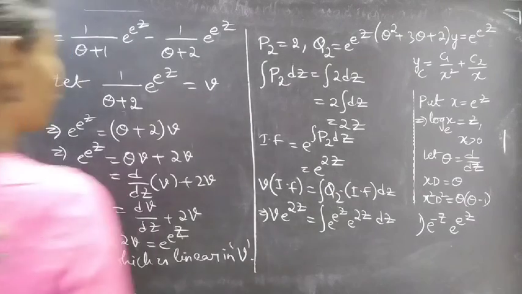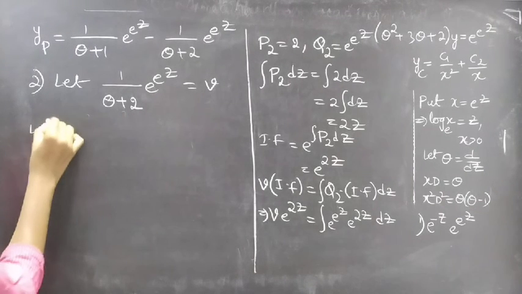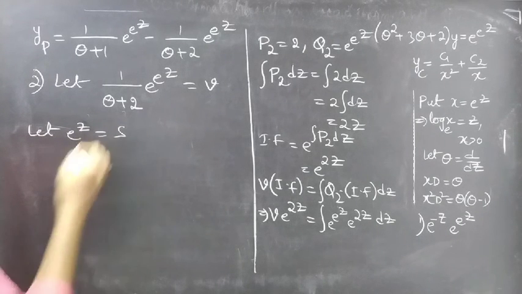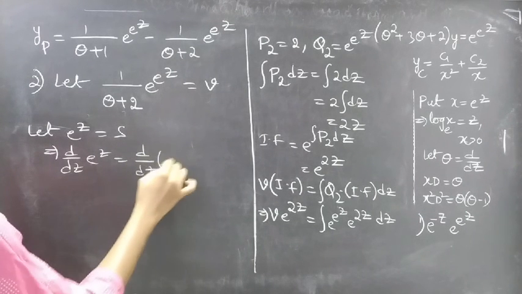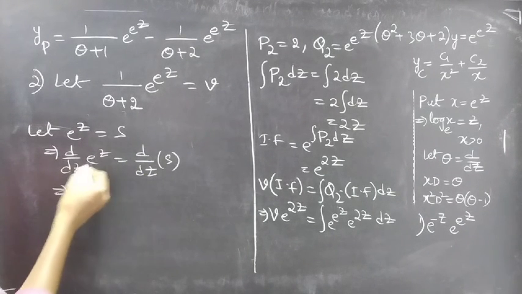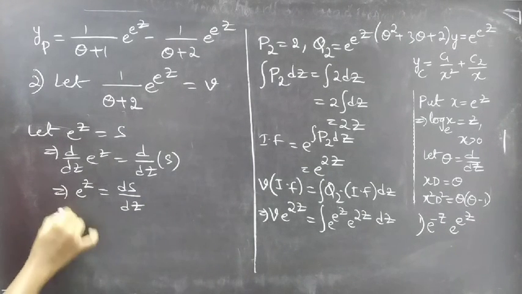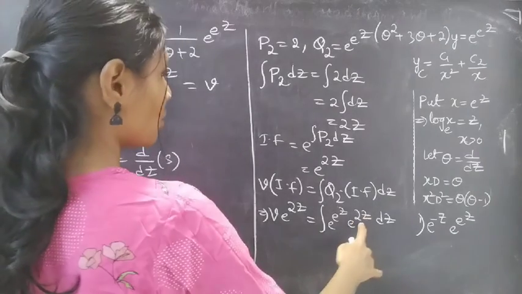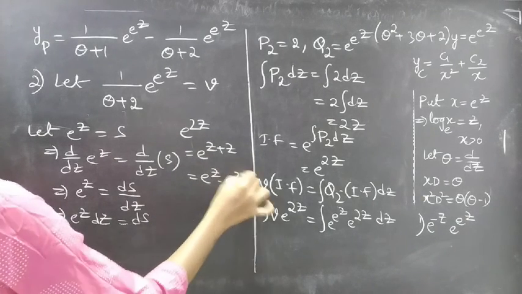Okay? Fine. Now let e power z equal some s. Now differentiate on both sides with respect to z. Then derivative of e power z with respect to z is e power z, equals derivative of s with respect to z, ds by dz. Then e power z dz equals ds, right? Now we can replace e power z by s and e power z dz by ds. But here we are having e power 2z. So we'll split e power 2z as e power z into e power z.